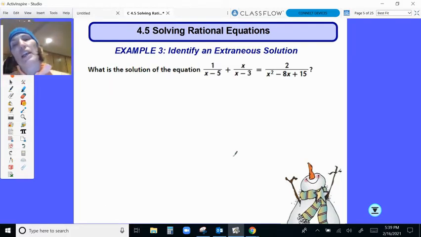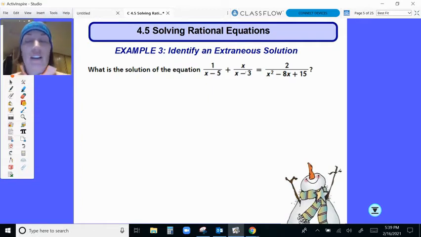Let's do our cross multiplication because it is not a proportion, okay? This here is being added together, so it's not just one fraction equals another fraction. It is 2 fractions equal another fraction. So we cannot just do our cross multiplication. We need to use a least common multiple.